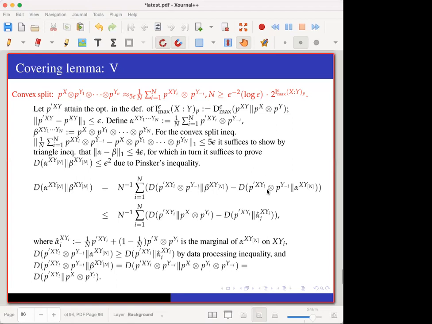Going from here to here, I mean this minus term out here, I'm using the data processing, and because of the minus, the inequality reverses. And for the first term, I claim that these two are equal. So the relative entropy between p prime xyi times p yi minus one, this is beta.